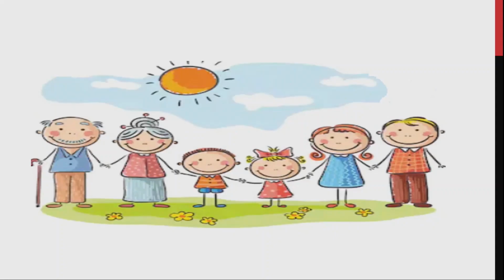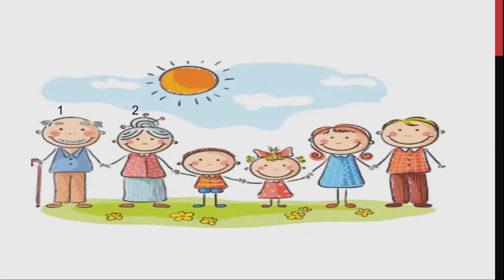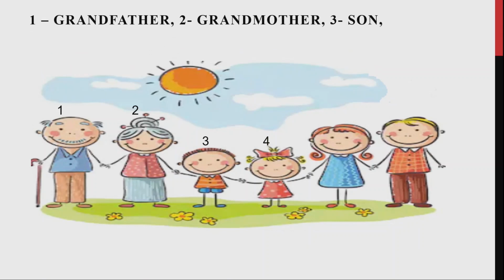Hello children! How are you? I hope you are doing great. Let's start our lesson. Look at the picture and say, who are they? So who are they? Yes, this is a family. Look, who is number one? Who is number two? Who is number three? So number one is a grandfather. Number two, grandmother. Number three, right, it's his son. Who is number four? It's a daughter. Number five is a mother. And number six is a father.